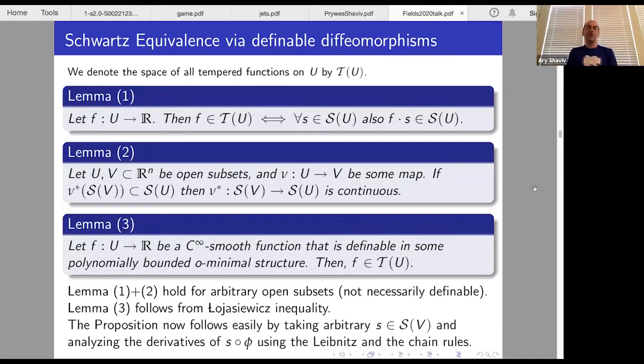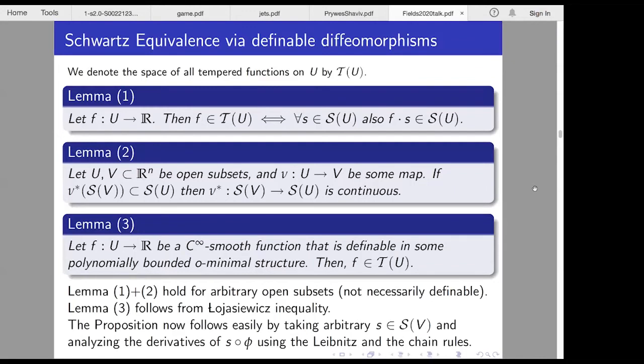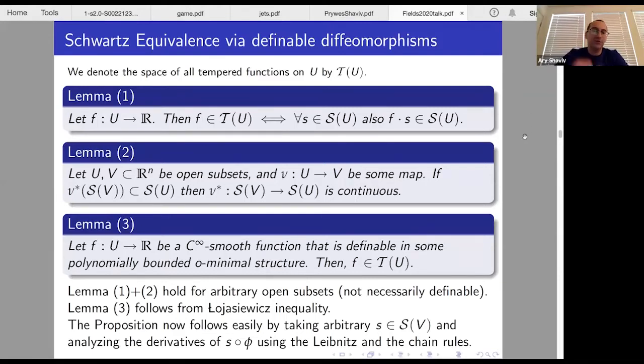So we have 1, 2, and 3, and together they imply quite easily our proposition. So what do we have to do? I'm reminding you, we want to show that if phi is definable in a polynomially bounded o-minimal structure, then it induces an isomorphism of Schwartz spaces. So first of all, note that the second lemma tells us that it is enough to check that it pushes the Schwartz space to the Schwartz space, right? We don't have to be worried about continuity.